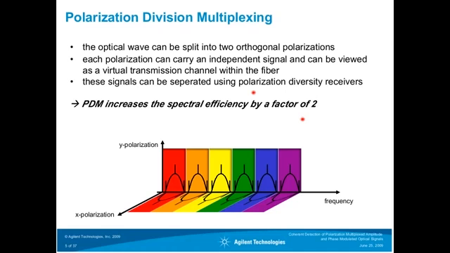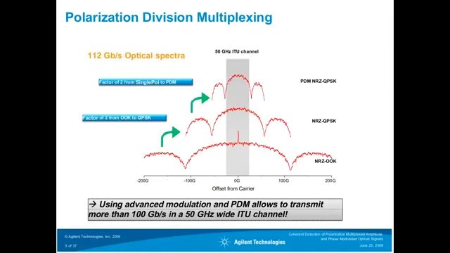So you have your well-known WDM channels. You have one channel in the Y polarization, and at the same wavelength, you can send a different signal on the X polarization. That's why you have the increase of a factor of 2. So what does that mean for the spectrum of the transmitted signal?